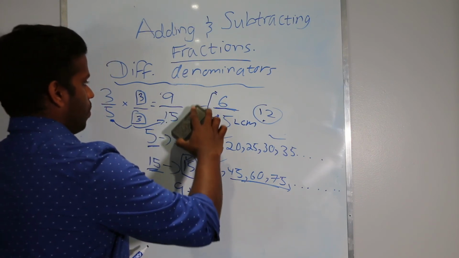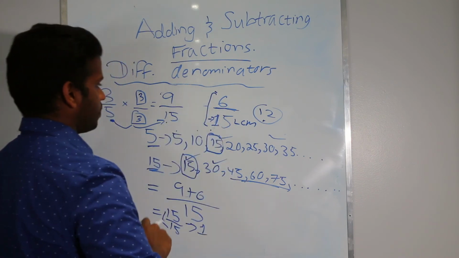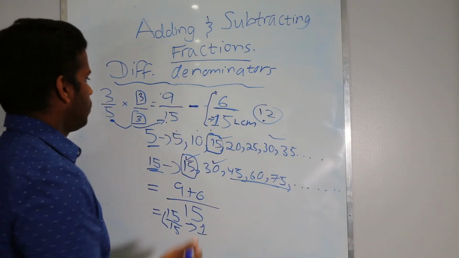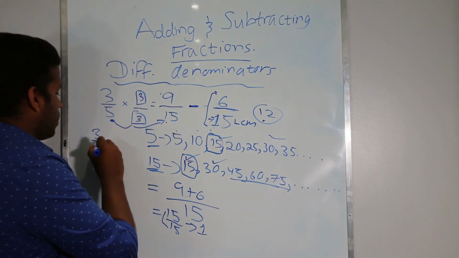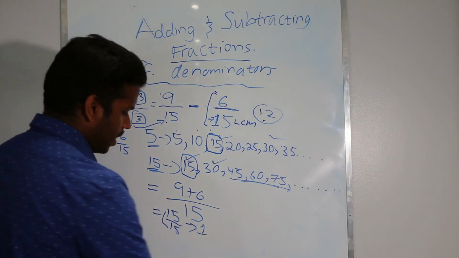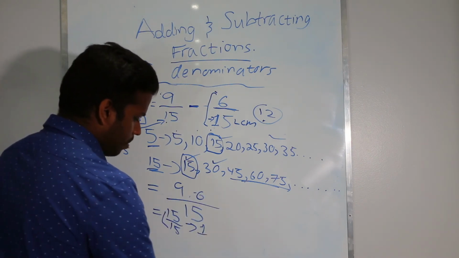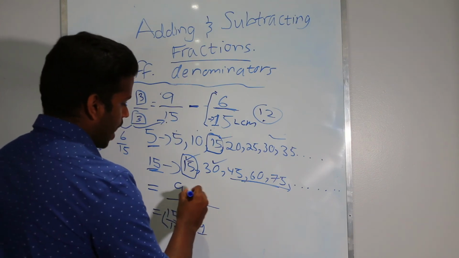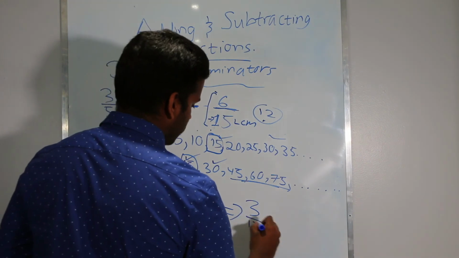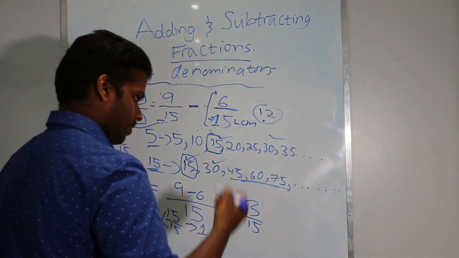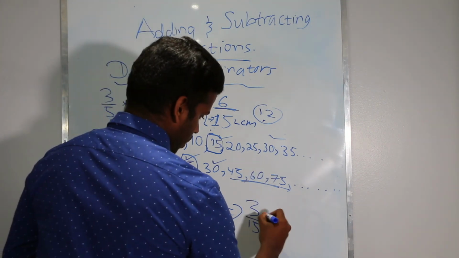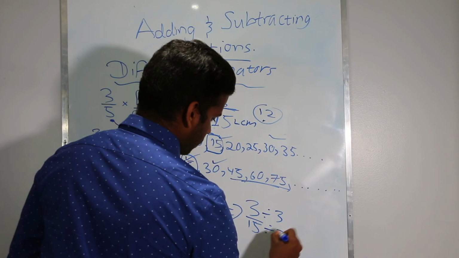So now, what if it was subtracting? Subtracting is the same example, same way we did it. So it was 3 over 5 minus 6 over 15 instead. Exact same way, except the operation in the middle just changes. So it would be 9 minus 6. So 9 minus 6 is 3 over 15. And then we would have to use our knowledge of greatest common factor to simplify it. So we know that our greatest common factor would be 3.